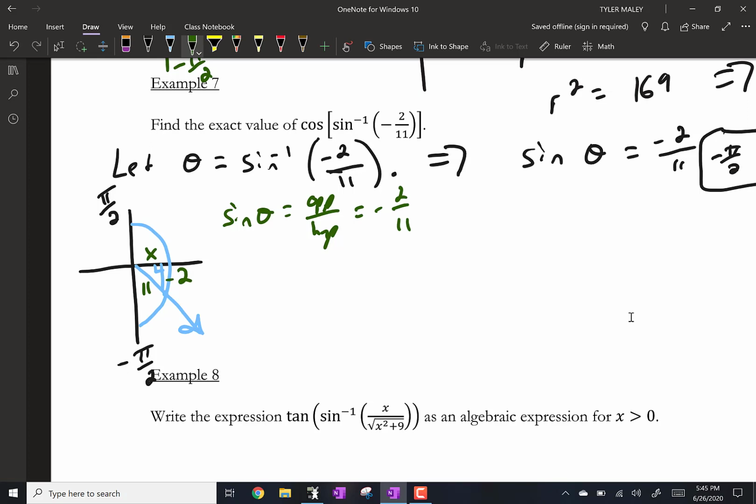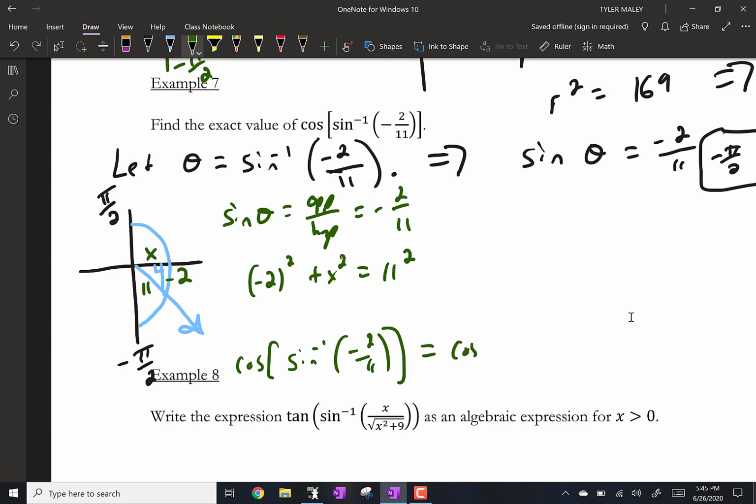If I take -2 squared plus x squared, this is equal to 11 squared, just using the Pythagorean theorem to find the missing side. What we're trying to find is cosine of inverse sine of -2/11, which is the same thing as cosine of theta, which is equal to adjacent over hypotenuse. The hypotenuse we already know is 11, so I just need to find the adjacent, which we let be x.